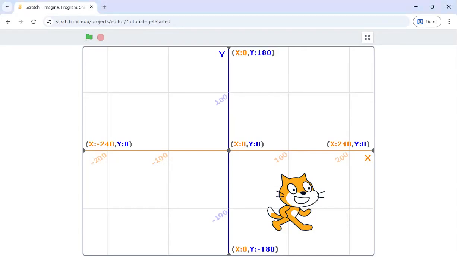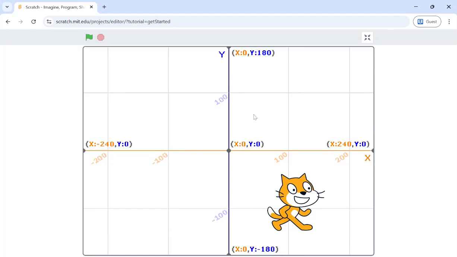Today's video, we will learn how we can use coordinates and how they help us in a game or in our animation. Now, if you see, I already have added an XY grid backdrop, and here you can see that there are two colors. One is orange and the other is blue.